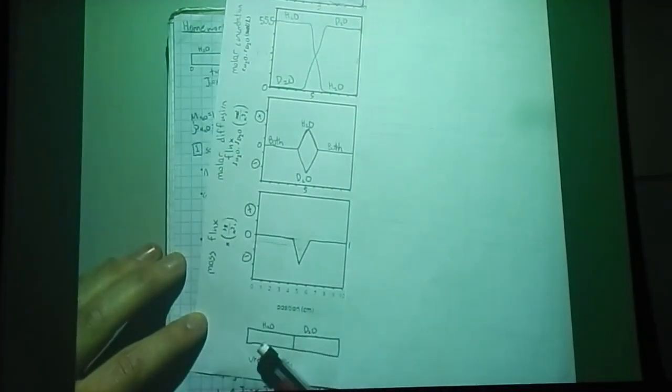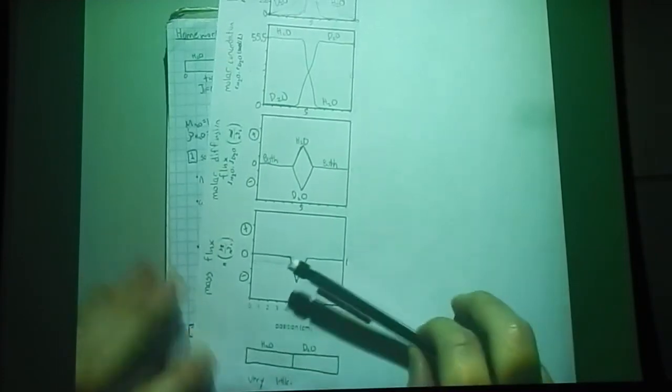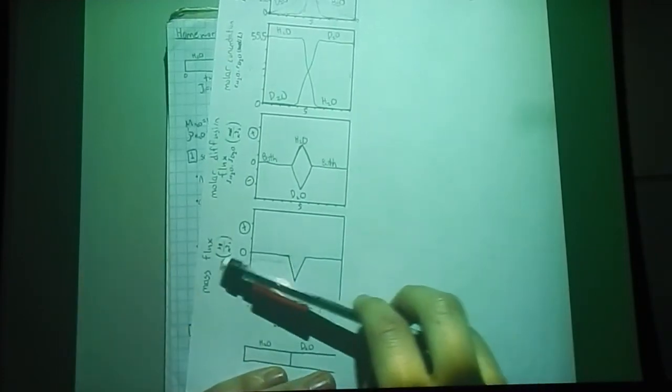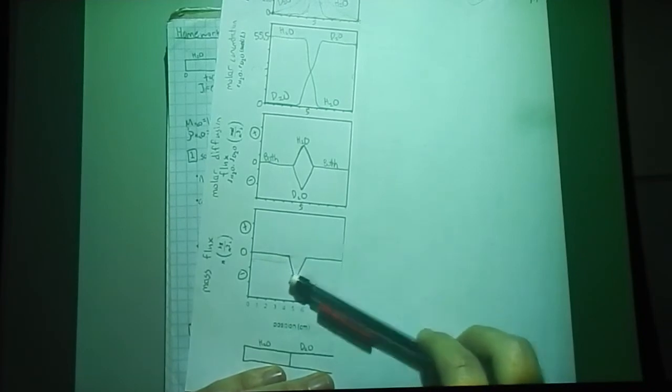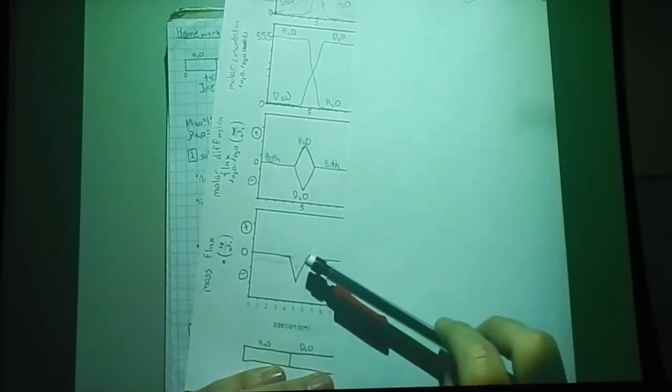So we could look at it down here. It's all deuterium, it's all water. There's no mix. So yeah. And then down here, the mass flux. So you have to remember, the overall mass flux of the system is going to be negative while it's mixing.